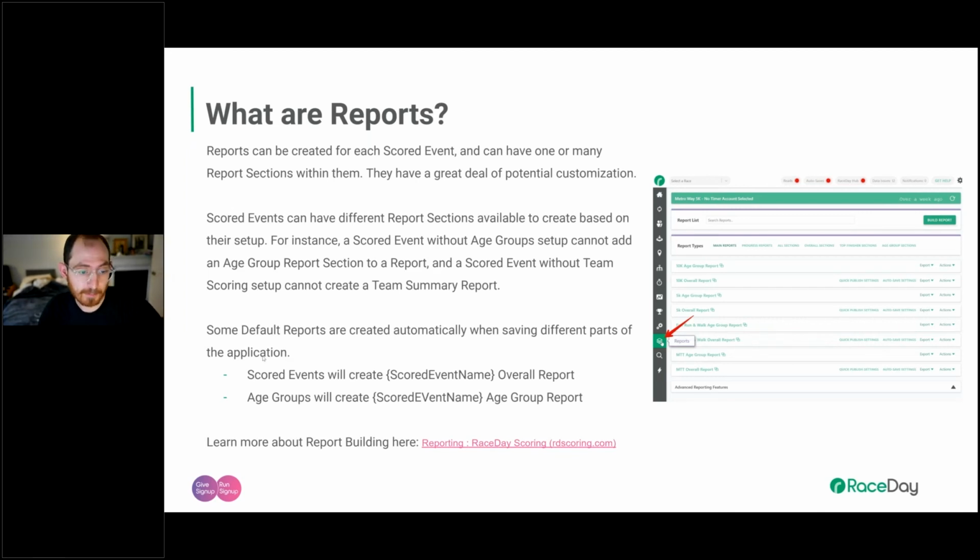Now, default reports, those are what I was talking about before. They're created for you automatically when saving different parts of the application. So when you save scored events, this creates a report called, scored event name, overall report. Like you see on the right, I have 10K overall report because I have a scored event called 10K. Age groups get created when you save the age group page, and it's gonna be called scored event name age group report. So on the right, I have 10K age group report. So that gets just prepackaged and built for you automatically.